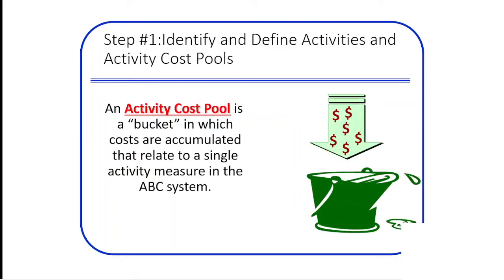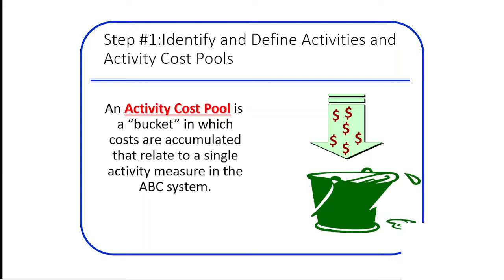So the activity pool is like a bucket, like a water bucket, or you can say a color bucket, where we accumulate those related to each other, right? So in the red bucket we will have all red balls. In the blue bucket we will have all the blue balls. So similarly, in the cost bucket we will have the cost related to that particular product.